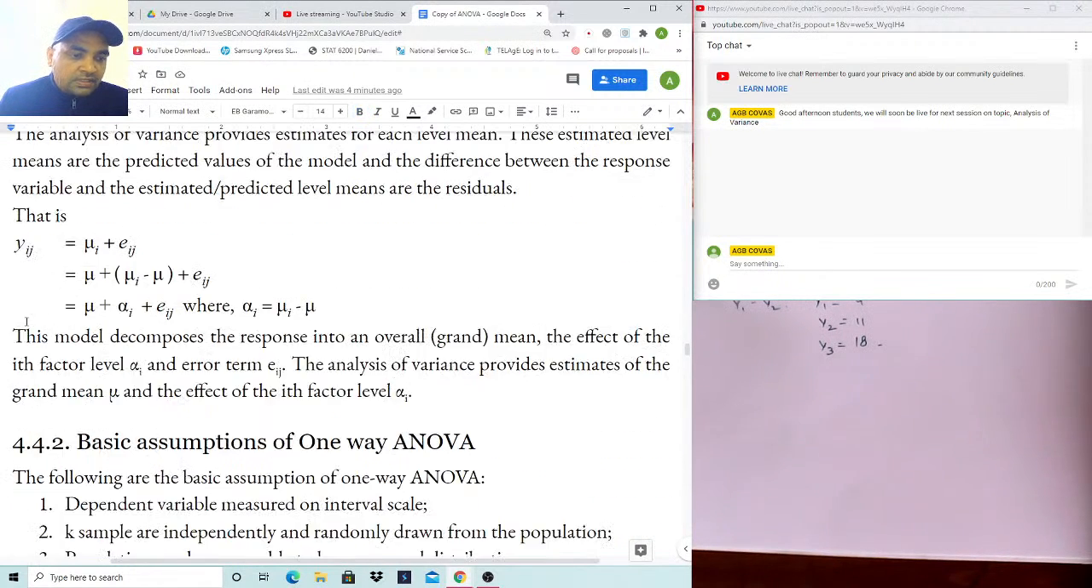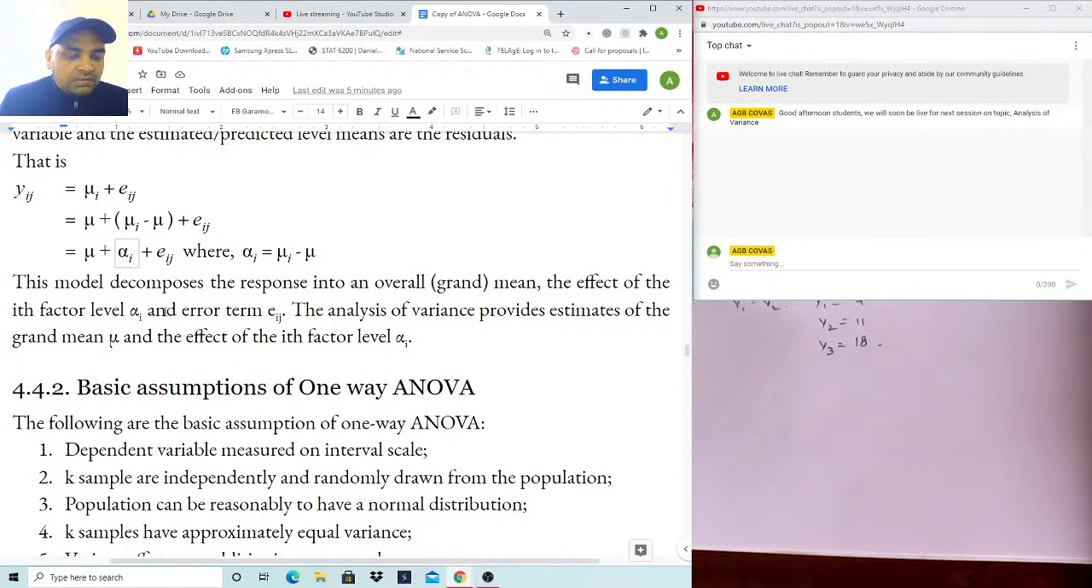So this Yij is equal to the mean of that group plus Eij, and this mean of that particular row can be rewritten as total mean plus mean of that row minus total mean. So this will cancel out, so this remains the same plus Eij, and this is nothing but the alpha, that is the deviation from the original or the population mean. So this is the factor's alpha here.